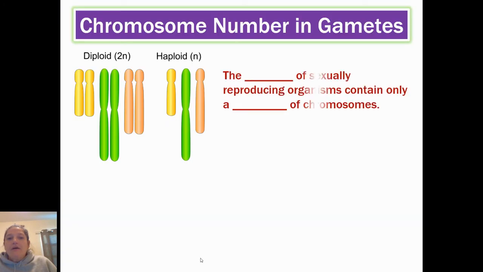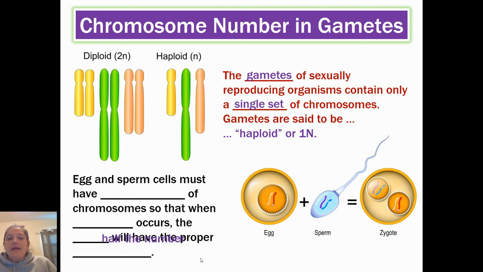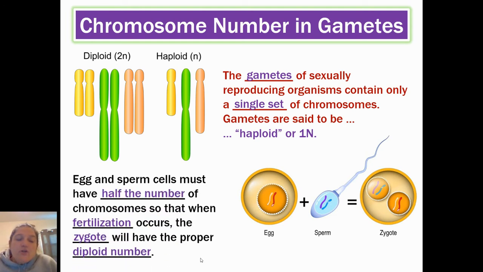However, when it comes to gametes, that's not going to be the case. Gamete cells, which are used for sexual reproduction, only have a single set of chromosomes. This is letter G on your note catcher. Chromosomes, again, are going to be just a single set in your gametes. Gametes are what we call haploid cells.